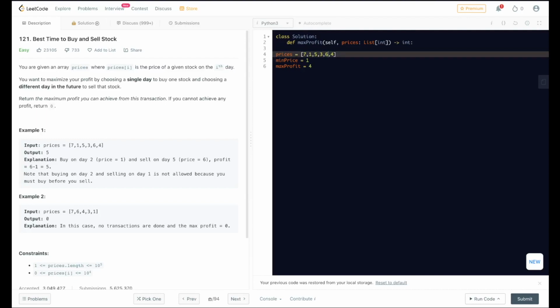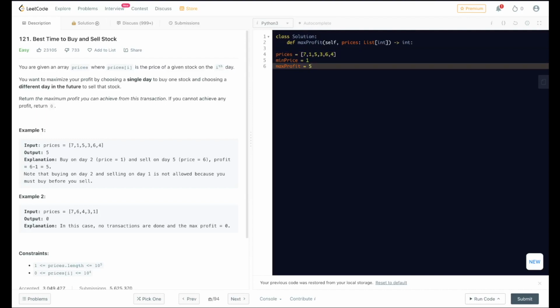Then we're going to encounter 6 and see that 6 is greater than our min price and subtract our min price of 1 from 6 and obtain 5. Since 5 is greater than our current max profit, we're going to update our max profit to 5.